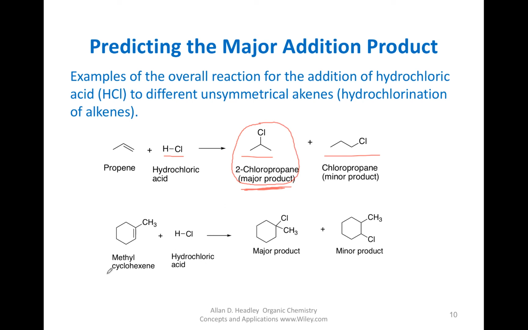Here's another example. Methyl cyclohexene. This alkene will react with H plus to form two different carbocations, as we have seen before. The tertiary is more stable, and the Cl will react with the tertiary to give this as the major product. And of course, the minor product is formed from the Cl reacting with the less stable secondary carbocation. So you should be able to write a mechanism for these type of reactions.